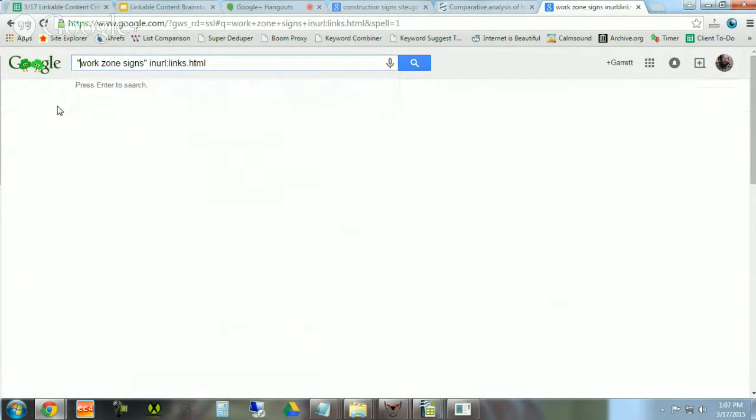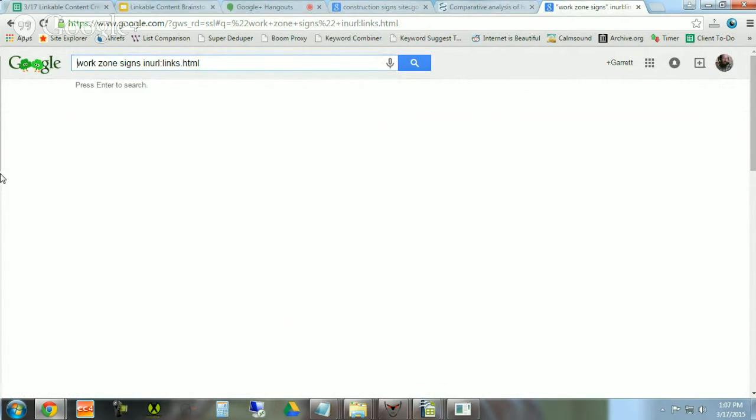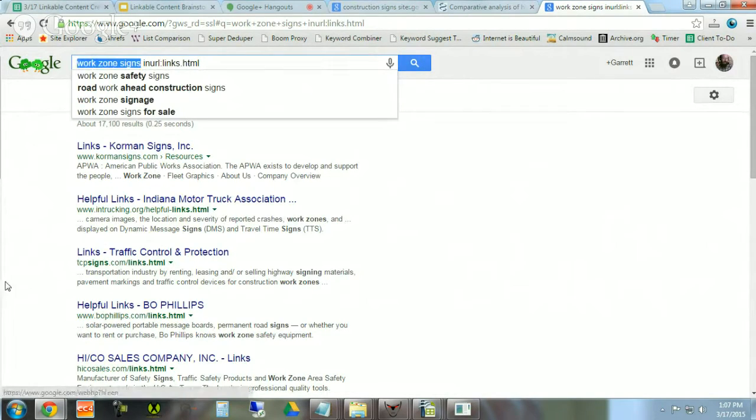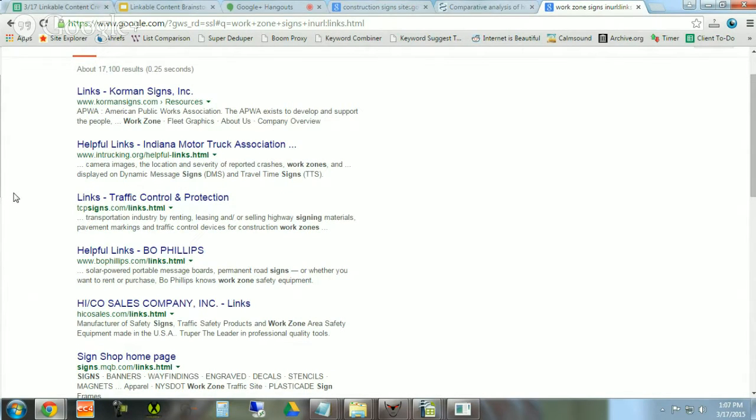No, there's nothing. So work zone signs doesn't look super productive as far as what is commonly used on links pages. So also what I'll do to drill down, if I'm pretty sure something's linkable, is I'll say, all right, where am I getting a large number of results with the link in URL links.html, and then how do I dig down from there into linkable topics.